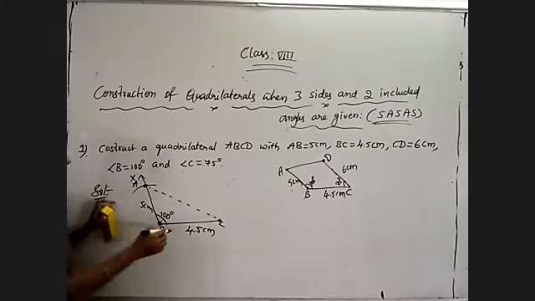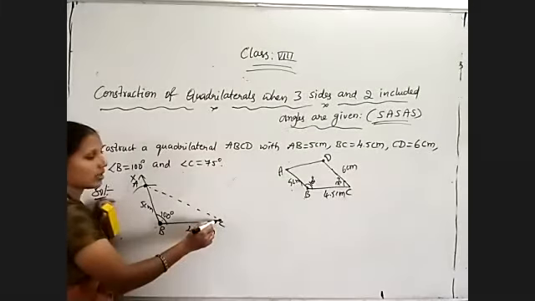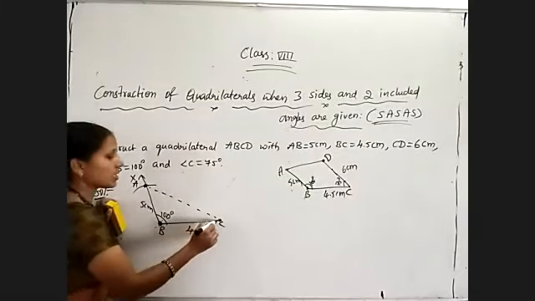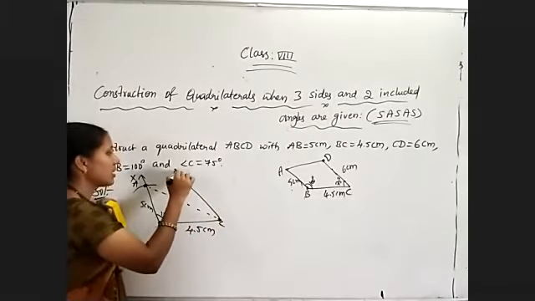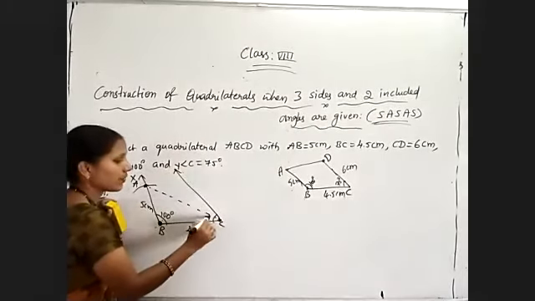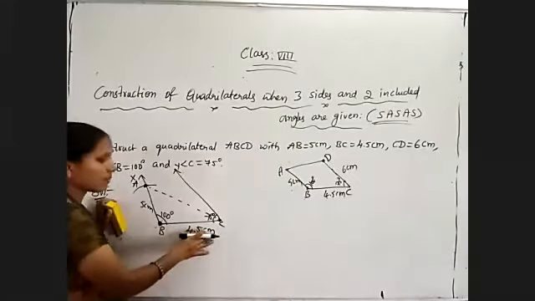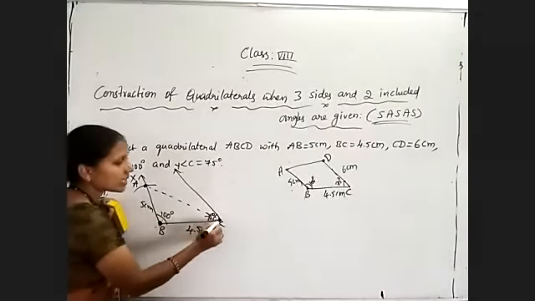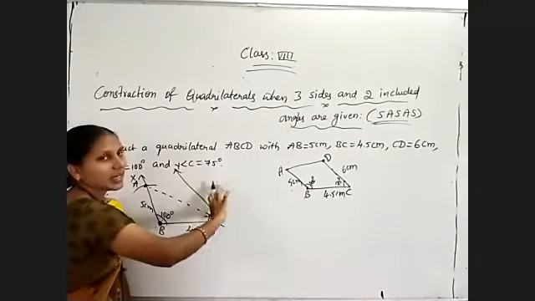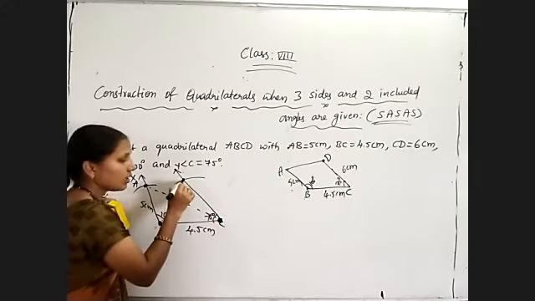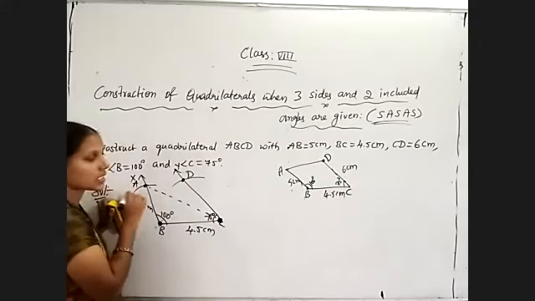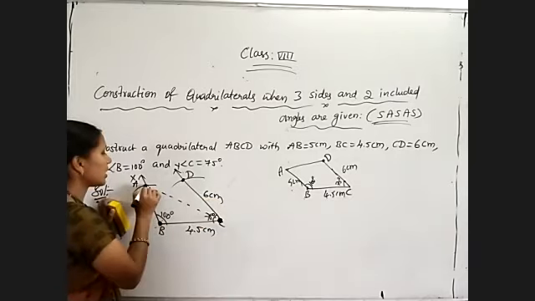Okay. Now use C. Angle C is equal to 75 degrees. So keep the protractor here and construct 75 degrees. CY is 75 degrees, making that angle with BC. Now, with C as center and 6 centimeters radius, draw an arc on CY. Then we will get the fourth vertex D, which is 6 centimeters from C.